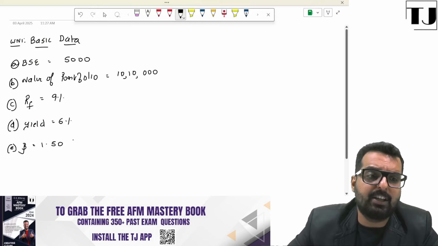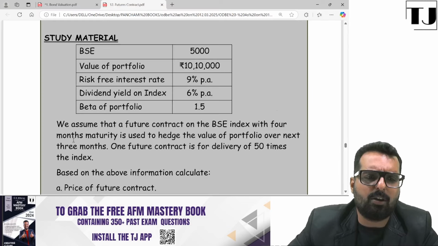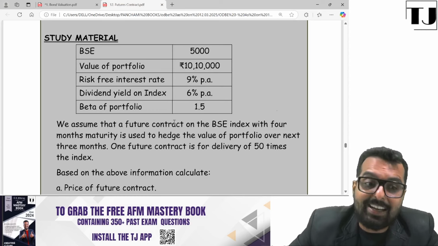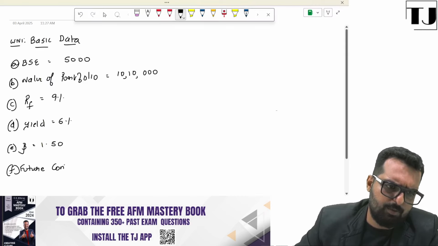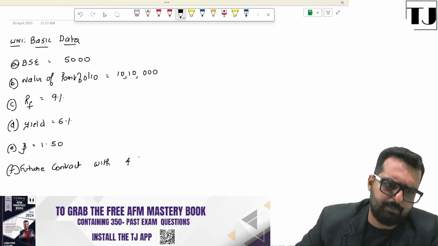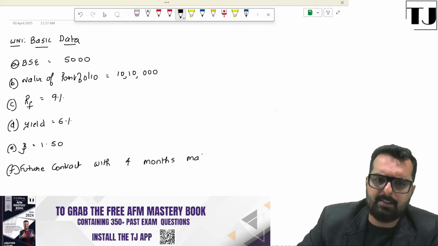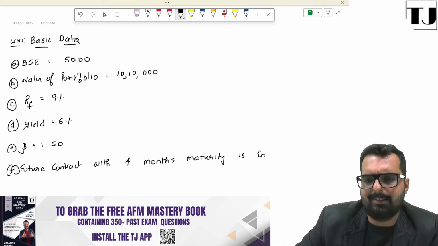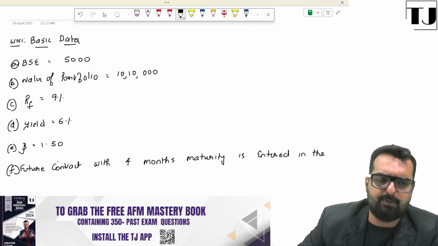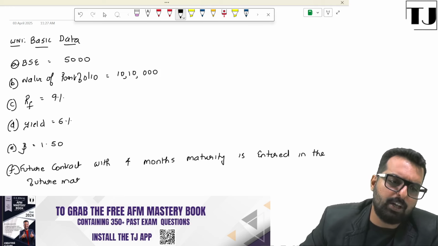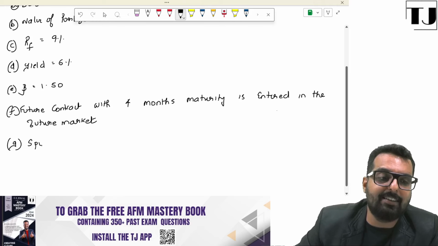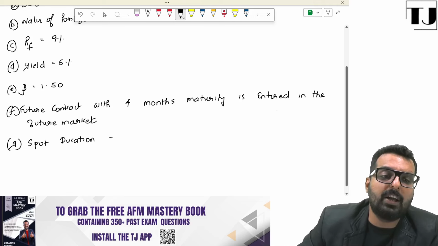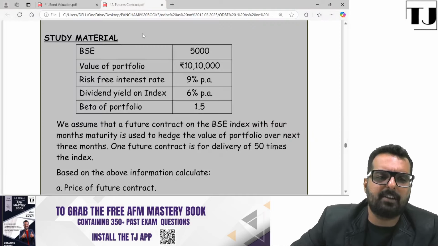So friends, RF is given, yield is also given, and they have given you the spot value over there. They have assumed that a future contract on BSE index with 4 months maturity is entered in the which market, friends? It is entered in the future market. Everyone clear? But this is entered against a spot duration of only how many months, friends? Only 3 months. That's what they are telling over here.